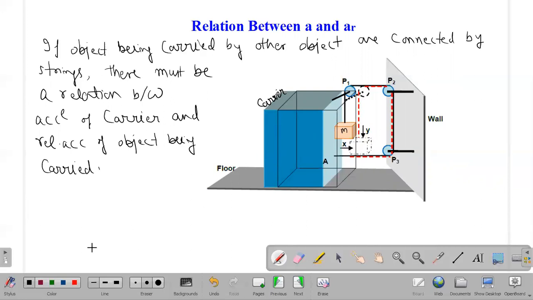compared now. And how it is compared is as follows: let us assume that the carrier moves forward, that the bigger mass moves forward by the distance of small x, and that the carried object falls down by the distance of y. When the bigger object moves forward, this little mass falls downward with acceleration, with some displacement of y.